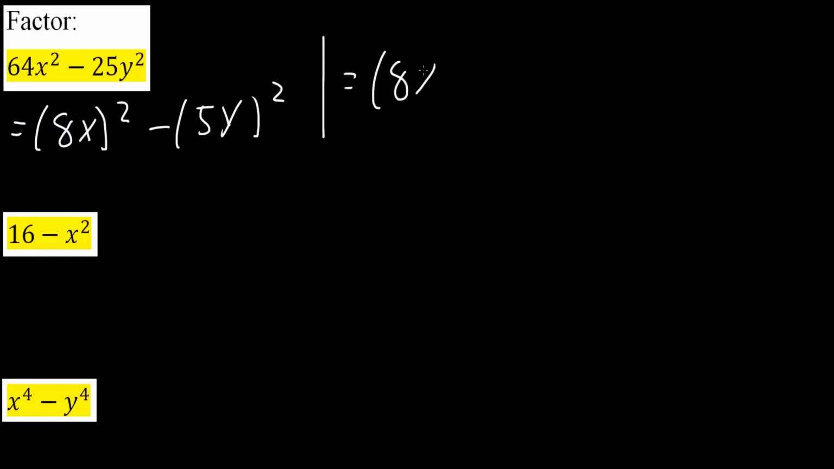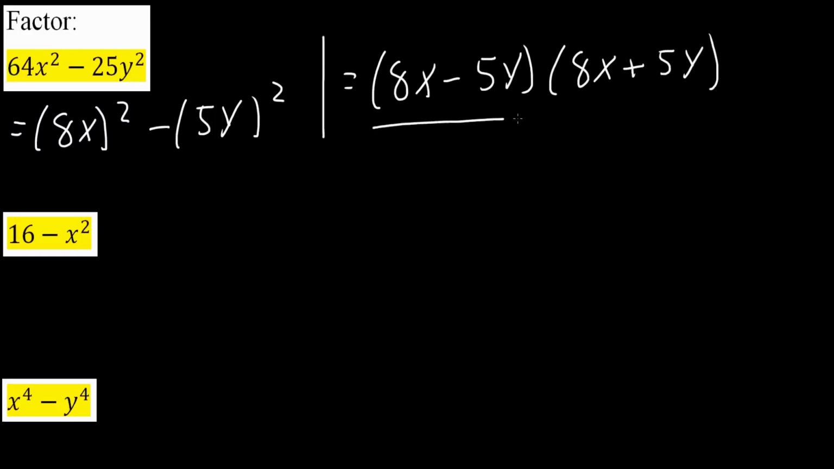So we would get 8x squared, which would give us 64x squared, minus 5y squared, which would give us 25y squared. Once we have it in this form, the answer would be this: 8x minus 5y times 8x plus 5y, the opposite. And so this right here would be the final answer.